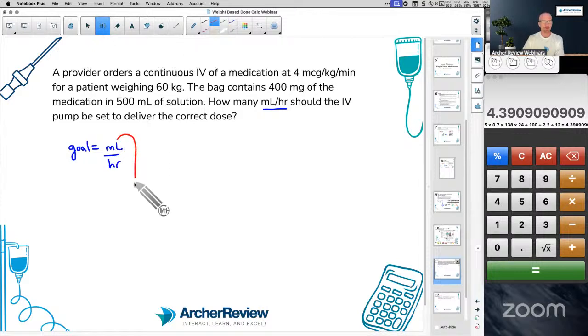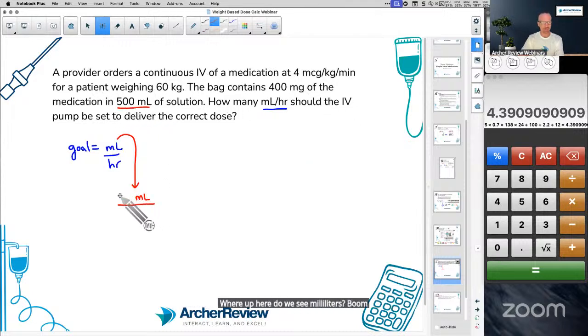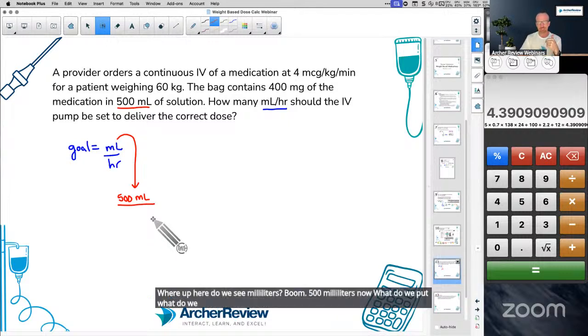Milliliters, top word. See what I'm doing every time? Goal, milliliters per hour. I'm going to start off with that top word. Where up here do we see milliliters? Boom, 500 milliliters. Now, what do we put below this 500 milliliters?